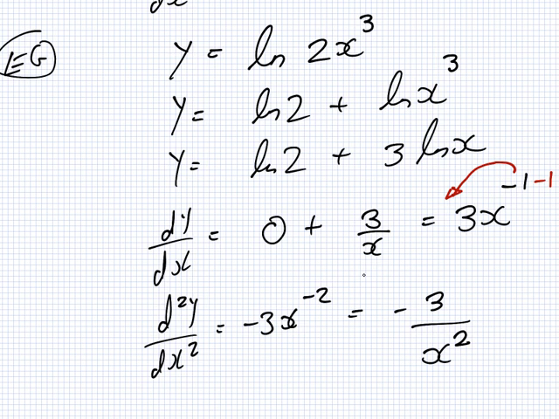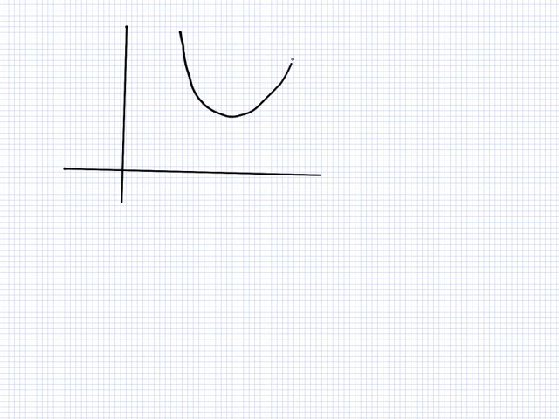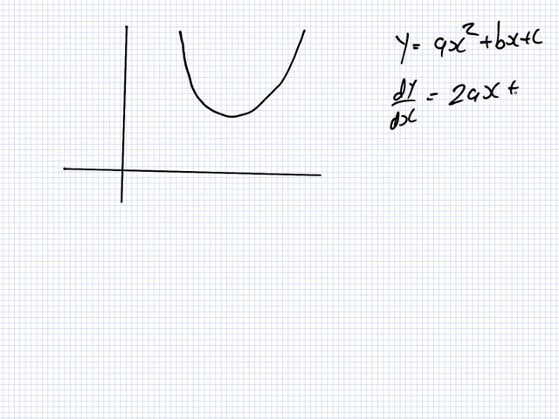Okay, let's have a look at how we can use the second derivative. Let's take something simple like a quadratic. I will say y equals ax squared plus bx plus c. So we know that the first derivative is equal to 2ax plus b, and the second derivative will equal 2a.